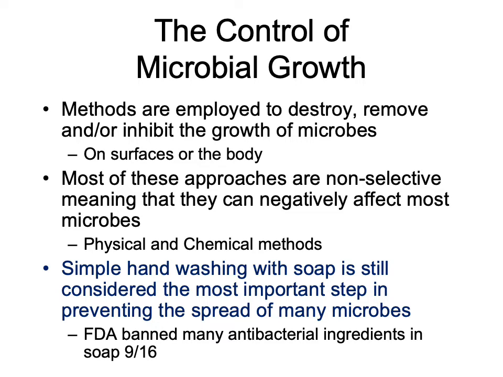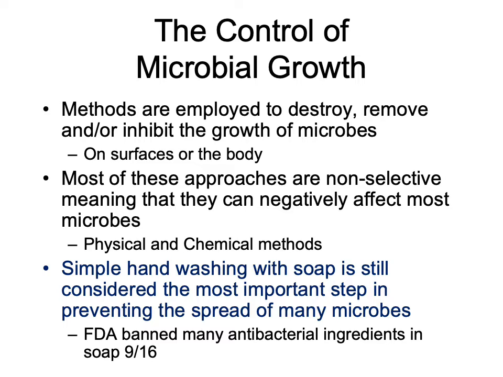The control of microbial growth uses methods that are used to destroy, remove, or inhibit the growth of microbes. It can be on surfaces, in the environment, or on the body. Most of these approaches are non-selective, which means they can control the growth of a wide range of microbes. You can have physical methods, you can have chemical methods to control microbial growth.